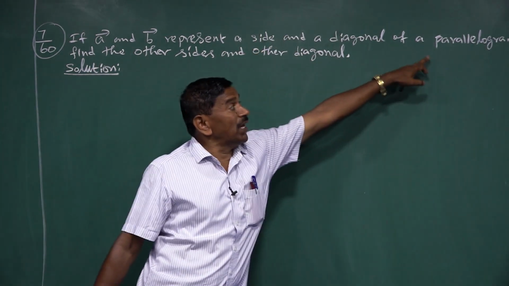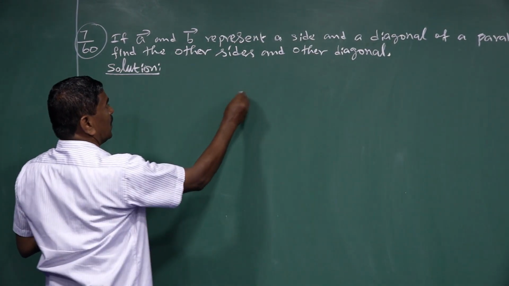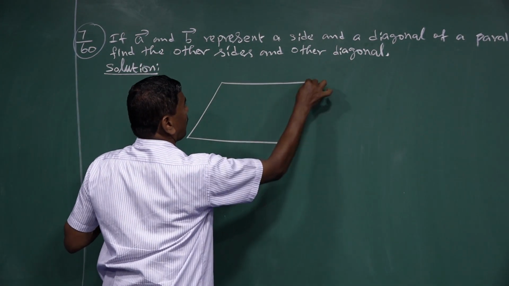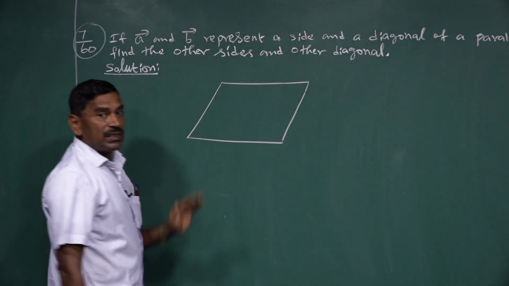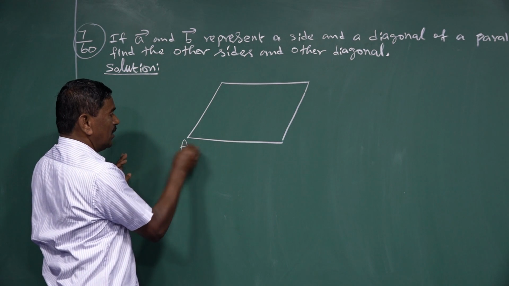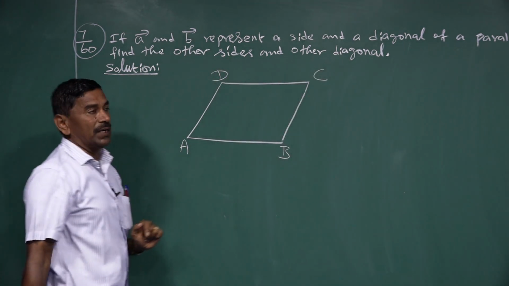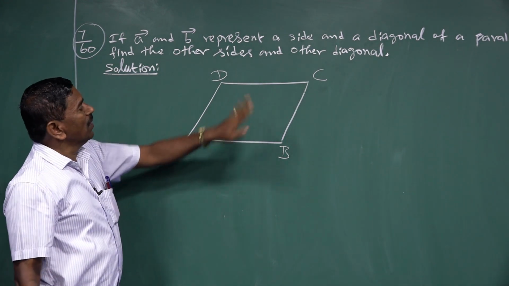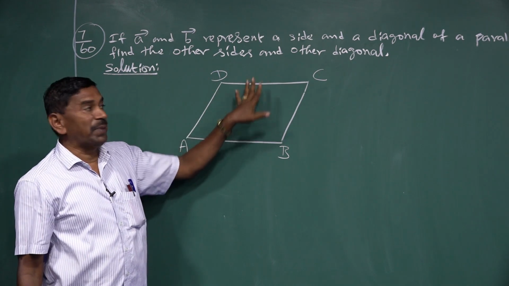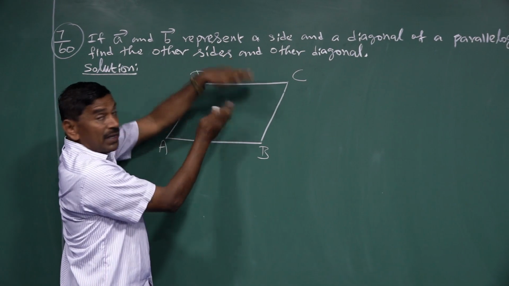First the keyword is parallelogram. Let us draw a parallelogram. Let A, B, C, D be a parallelogram. Here AB, BC, CD and DA are the sides of the parallelogram. In a parallelogram, opposite sides are parallel and equal.